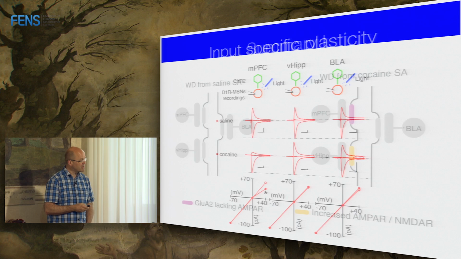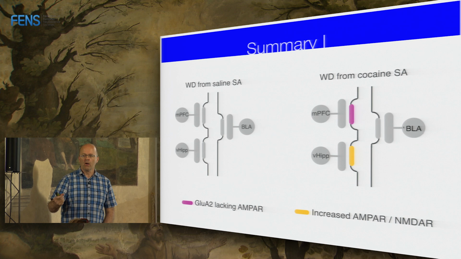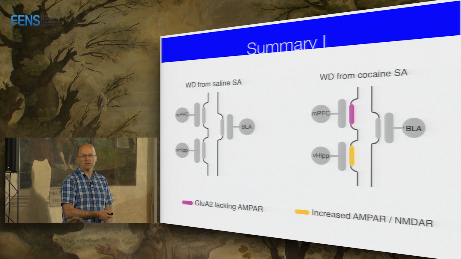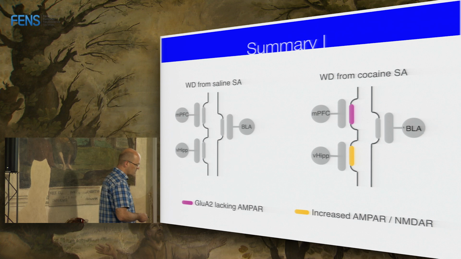Okay, so the interpretation is the following: we have contrasting expression mechanisms of drug-evoked synaptic plasticity according to the input. At the mPFC input, there is building in of calcium-permeable AMPA receptors, whereas here we have building in of calcium-impermeable GluA2-containing AMPA receptors, and the BLA doesn't change much.